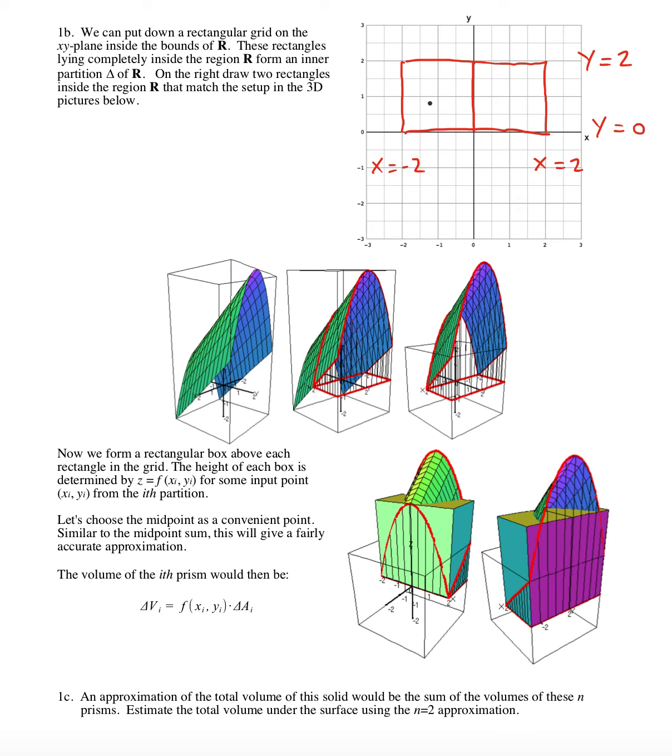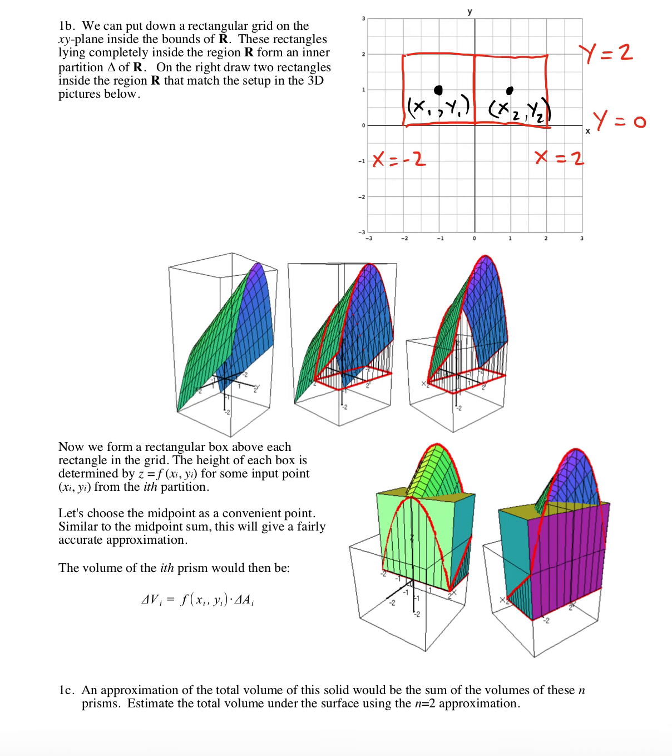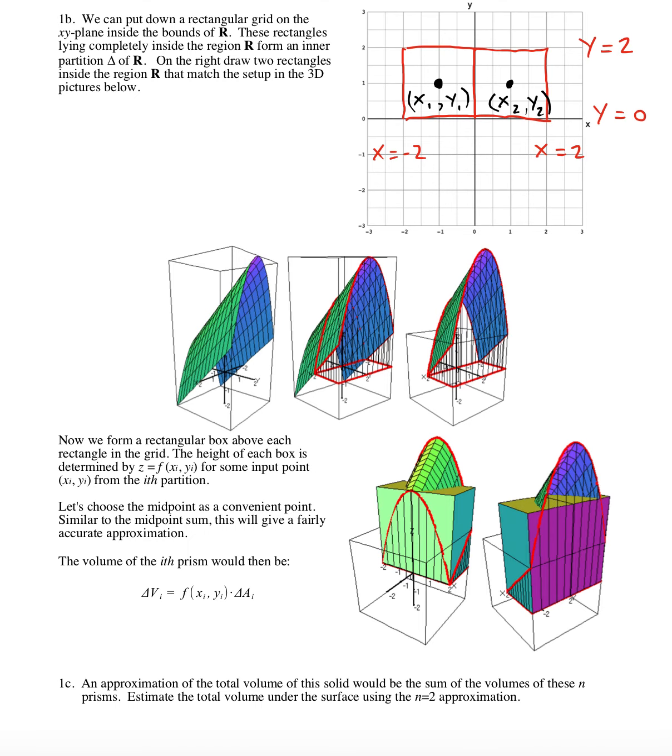Now what we'll do is use the midpoints of the rectangles as the x1 comma y1, and the other one can be an x2 comma y2. We want to use those coordinates to find the height of the function. And that's what the question at the bottom says. An approximation of the total volume of the solid would be the sum of the volumes of these two prisms. Estimate the total volume under the surface using n equals 2.